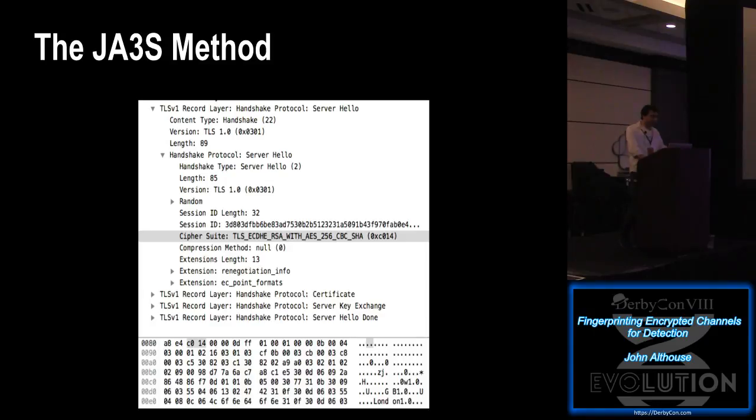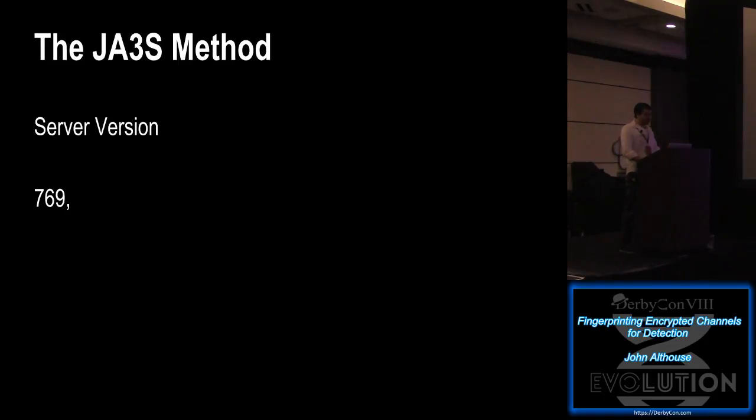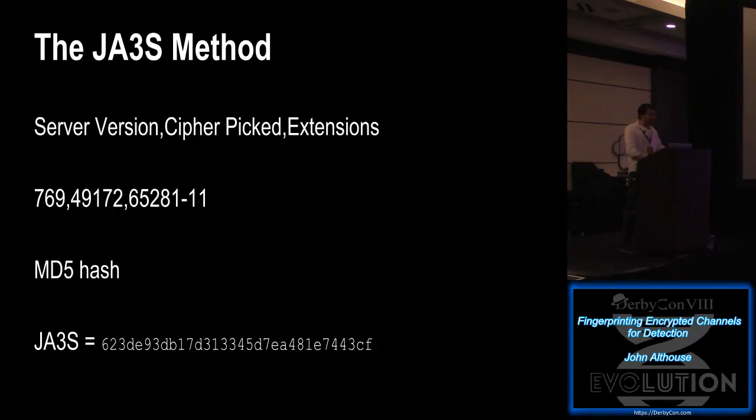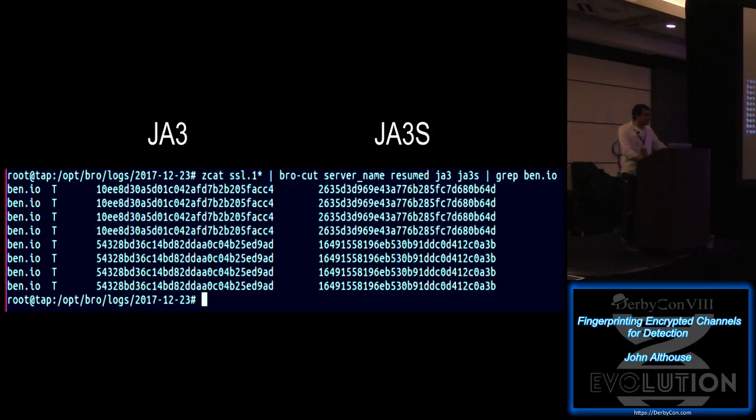So here's the method that we use for generating the JA3S. We just look at the TLS version that the server is using, the cipher suite that it picked, and then the list of extensions. It's actually just really simple. So again, this is what it looks like. We MD5 hash that, and that's how we get the JA3S.